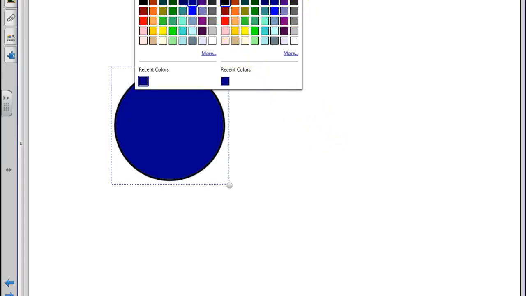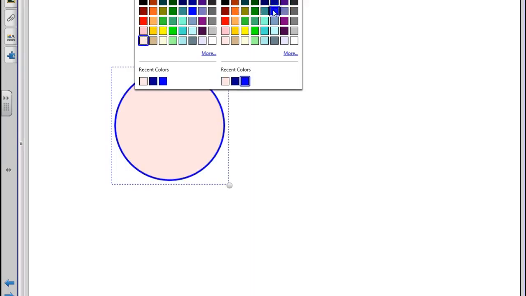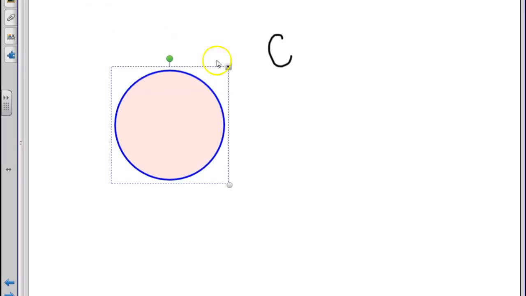So we are going to, nice fill color. I don't want fill color. Thank you very much. I want the line color. All right, so measuring all the way around will give us the circumference.